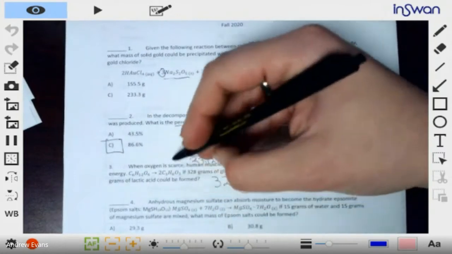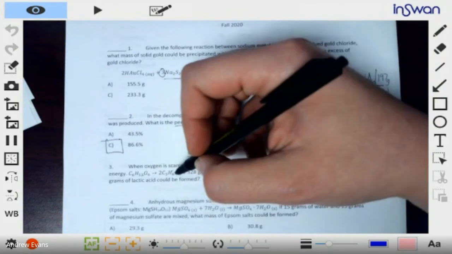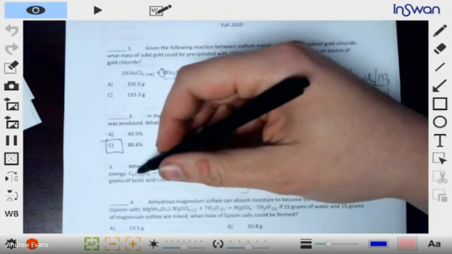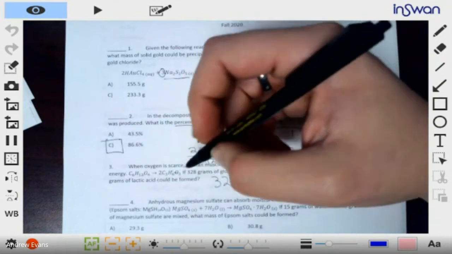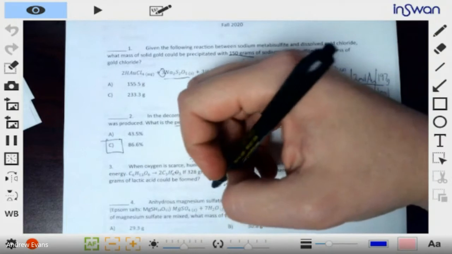Now, mole-wise, if I converted this into moles, 1 mole of this is converted into 2 moles of that. But the fact that 1 mole of this weighs half as much as that, it's going to work its way back out. Now, scroll down real quick.